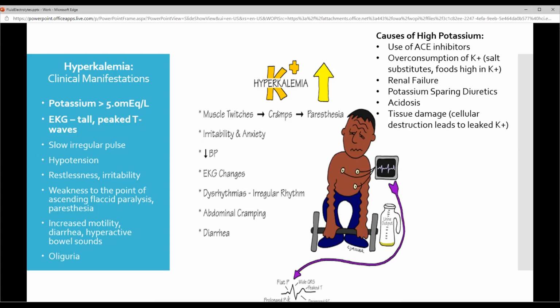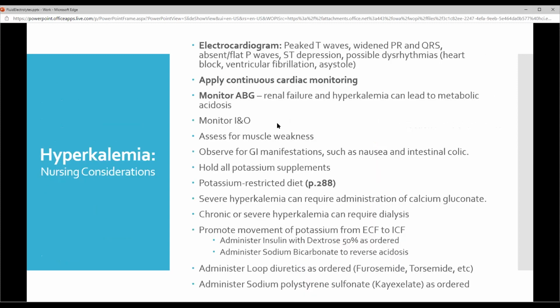Other things you might give, I'll tell you on the next page, diuretics or Kayexalate. But acidosis is another thing, and I'll show you why that causes hyperkalemia. And then tissue damage. Why? Because remember, potassium's inside the cells. So if I'm in a car accident with major crushing injuries to my legs and all this tissue damage, all these cells have been damaged, and all this potassium's just leaking out freely into the extracellular space.